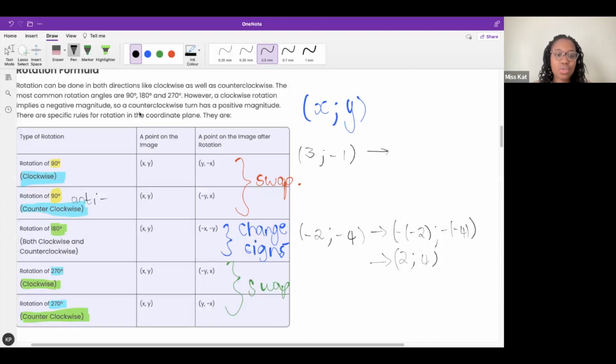Swap the signs? No. Look at the rule, guys. Which one are we working with? We're working with the first one, right? This one. So we have a point here, X and Y. What is the first thing we have to do with these points? Let's look here.